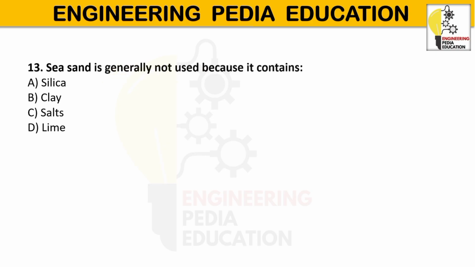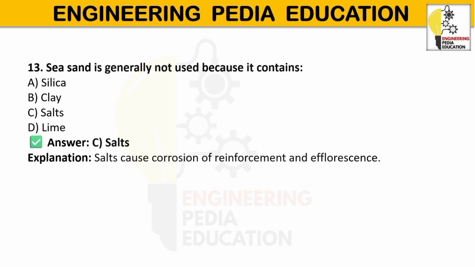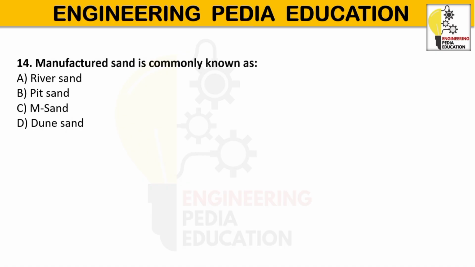Sea sand is generally not used because it contains clay, silica, salt, lime. So the correct answer is salt. Salt causes corrosion of reinforcement and efflorescence. Sea sand is generally not used in RCC because it contains salt, especially chloride and sulfate. Problems caused by sea sand: corrosion of steel reinforcement due to chloride, efflorescence on concrete surface, reduced durability of concrete, and sulfate can react with cement and cause deterioration. So that's why it is not used.